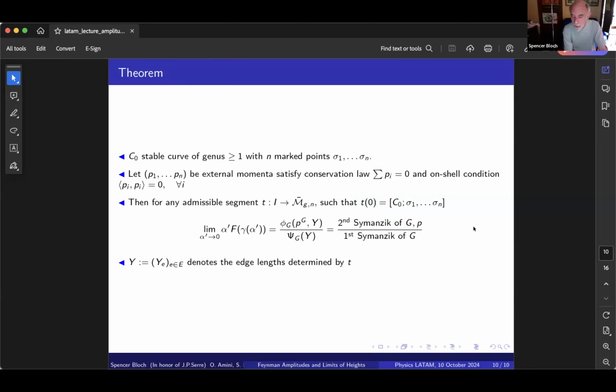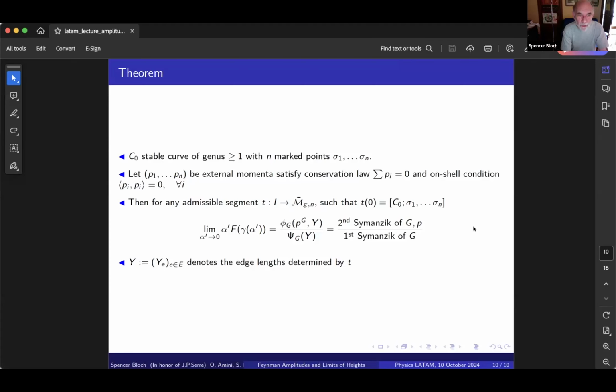Let's see here. Just a second, I'll see where I am. Yeah, this is the last page. So one last theorem.